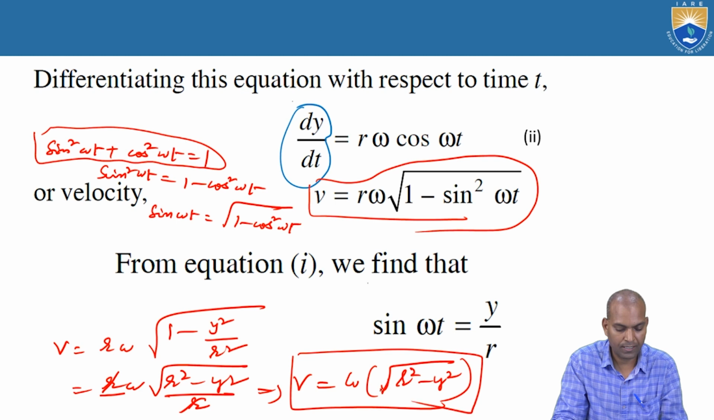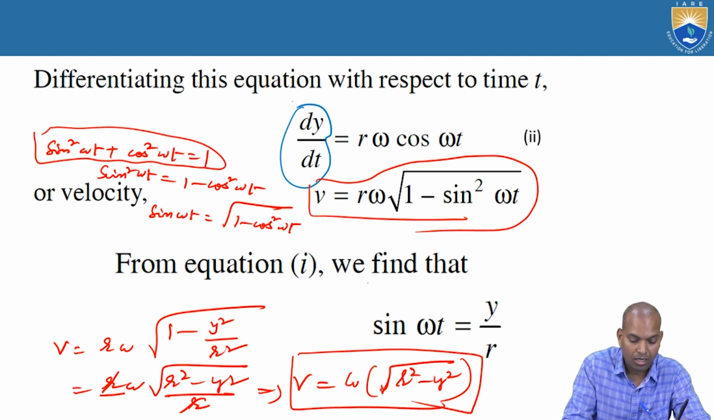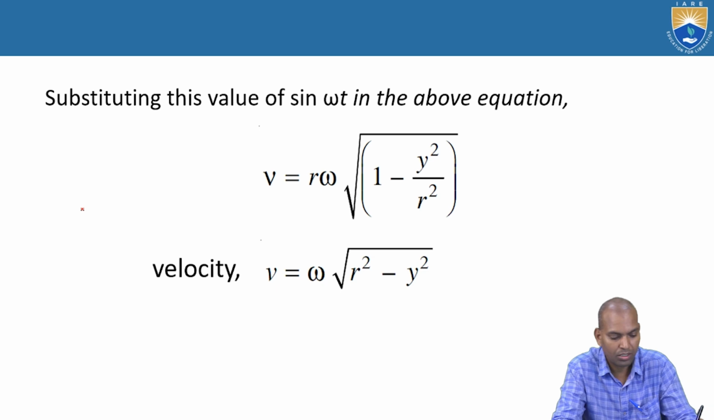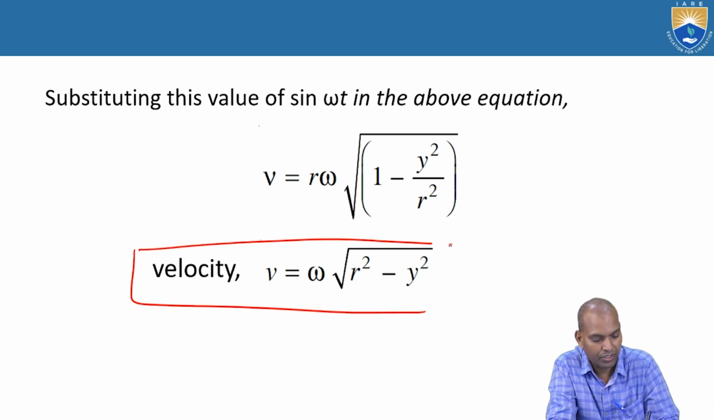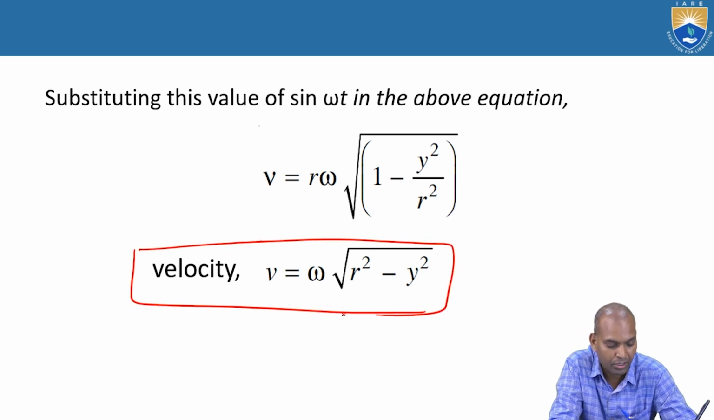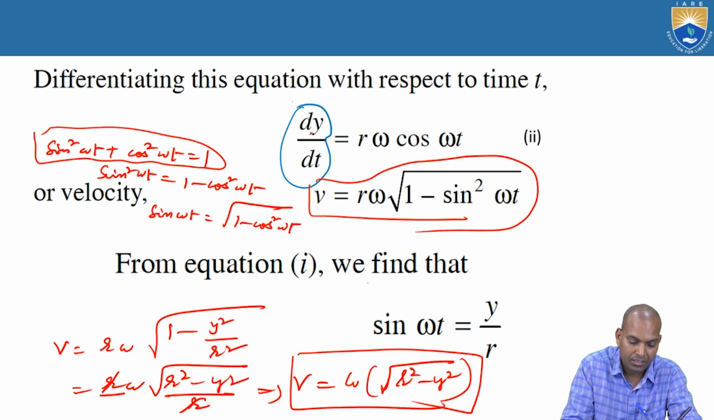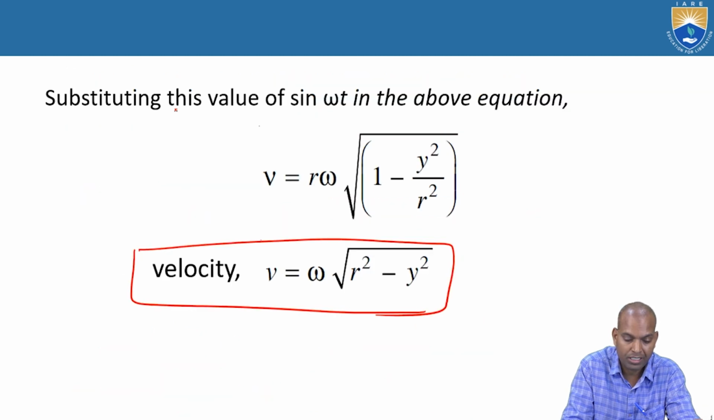This is the velocity equation, in terms of uniform angular velocity omega, where r is the amplitude and y is the displacement. Yes, this is what is obtained here, the velocity v equal to omega times under square root of r square minus y square. Now we want the acceleration component. What to do? Differentiate again. Take dy by dt and differentiate with respect to time, then we'll get the acceleration relation.